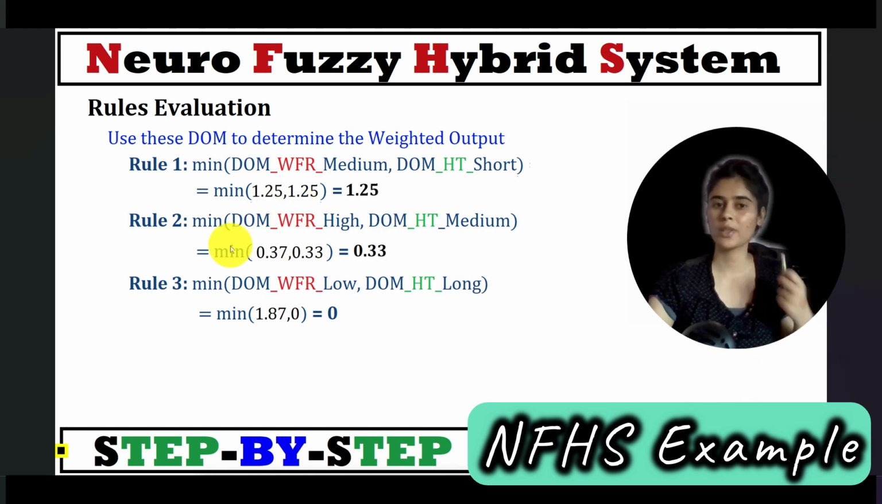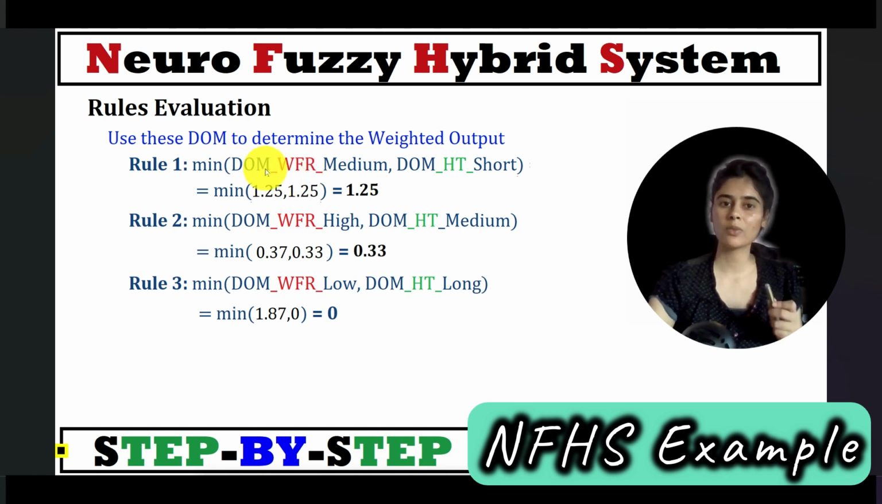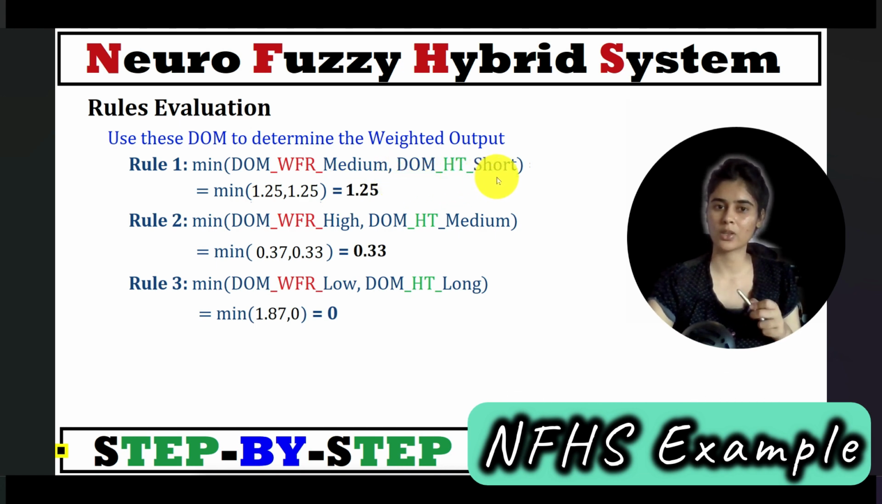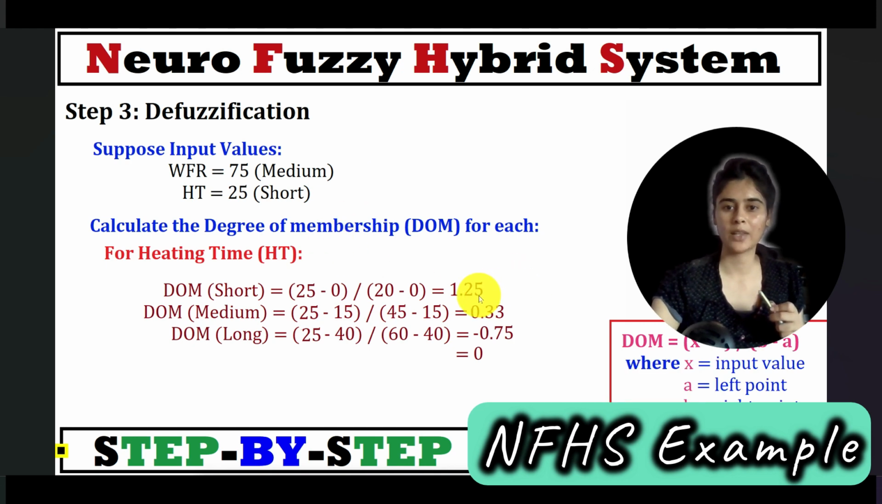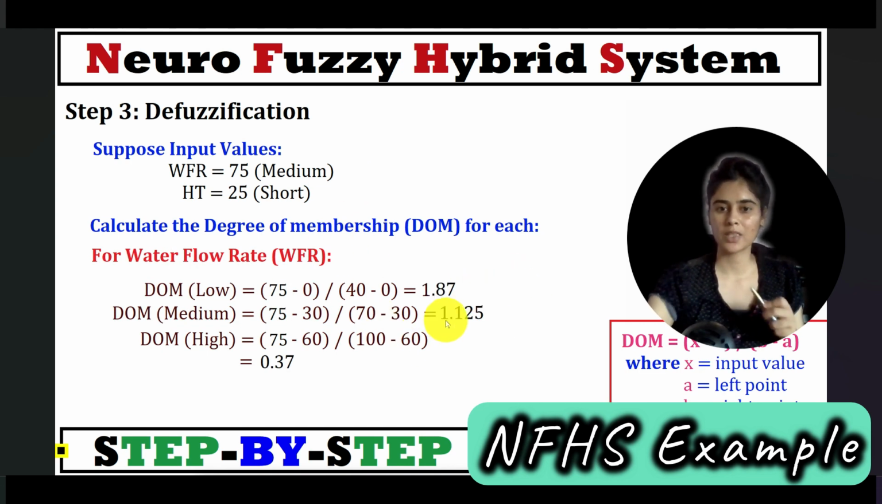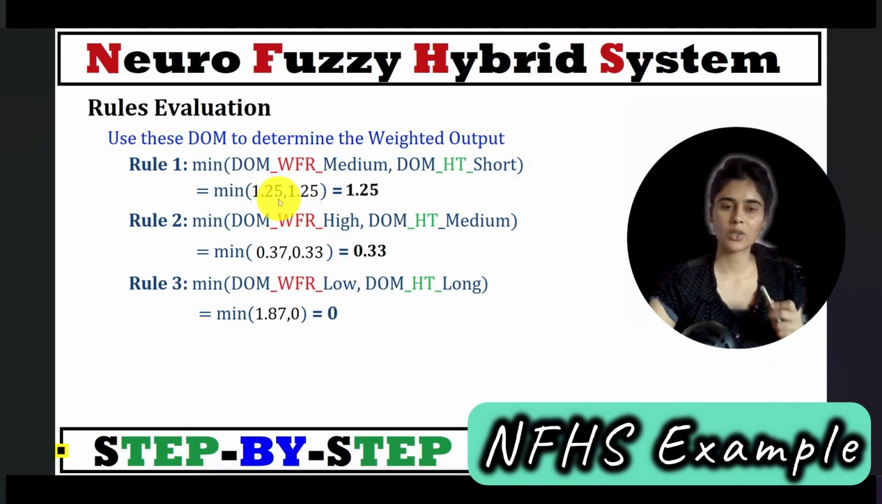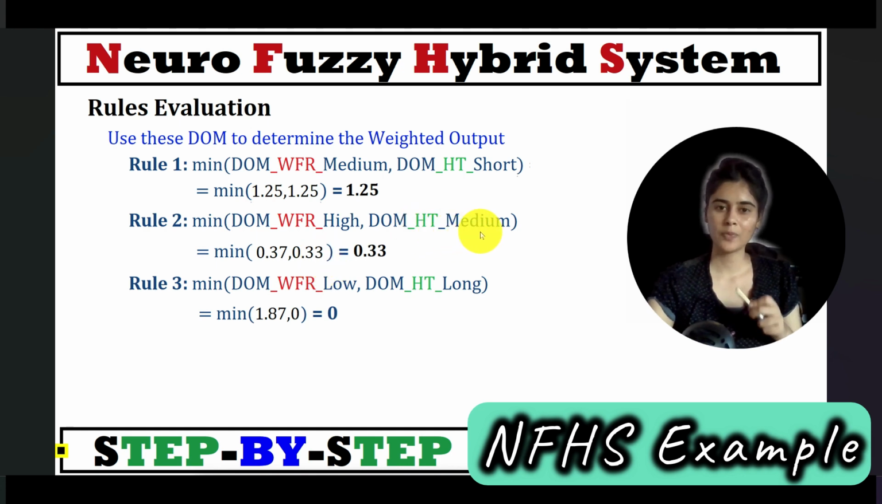Now we will evaluate each rule. First, we will consider the minimum value among water flow rate medium. We have the degree of membership for water flow rate medium and the degree of membership for heating time short. As you can see, for short we have the value 1.25 and for medium it is 1.125. So among all, the smallest one is 1.25. For the next rule, the minimum value is for heating time medium, and for the third rule the minimum value is for heating time long, that is 0.